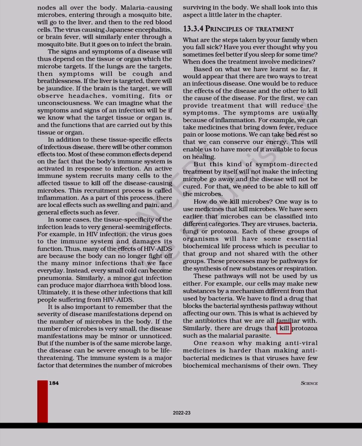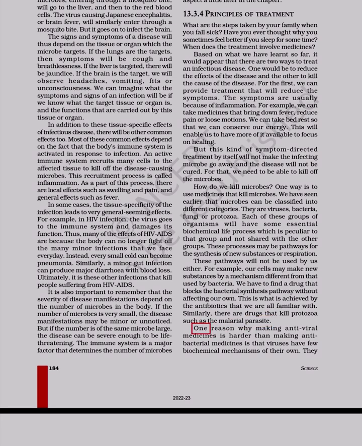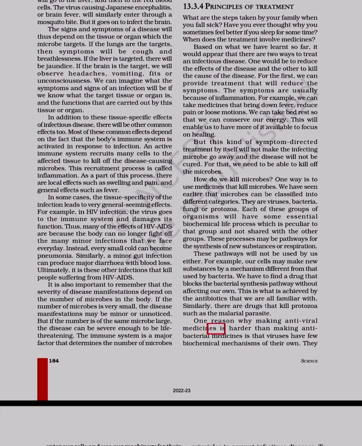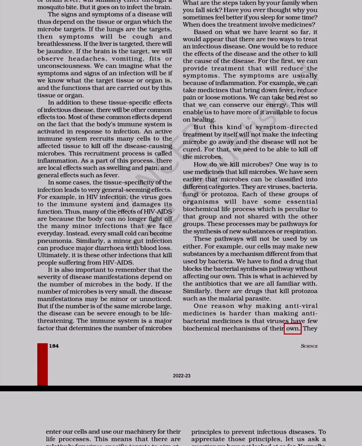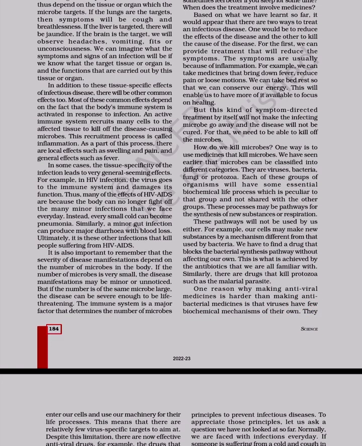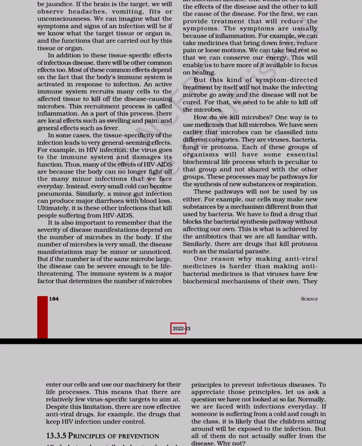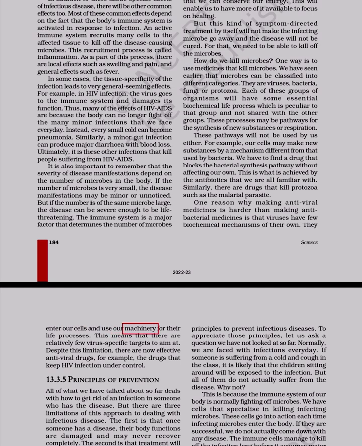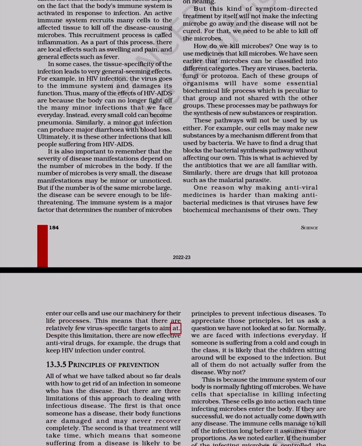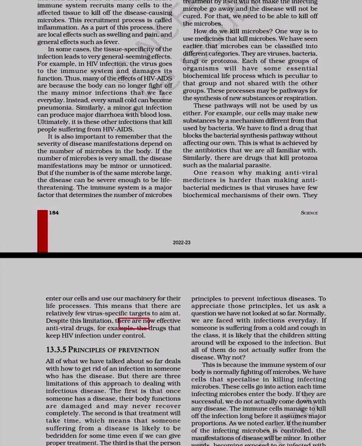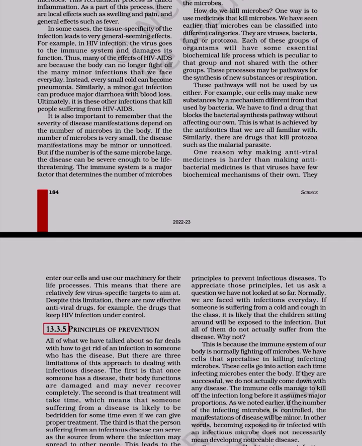Similarly, there are drugs that kill protozoa such as the malarial parasite. One reason why making antiviral medicines is harder than making antibacterial medicines is that viruses have few biochemical mechanisms of their own. They enter our cells and use our machinery for their life processes. This means that there are relatively few virus-specific targets to aim at. Despite this limitation, there are now effective antiviral drugs, for example, the drugs that keep HIV infection under control.